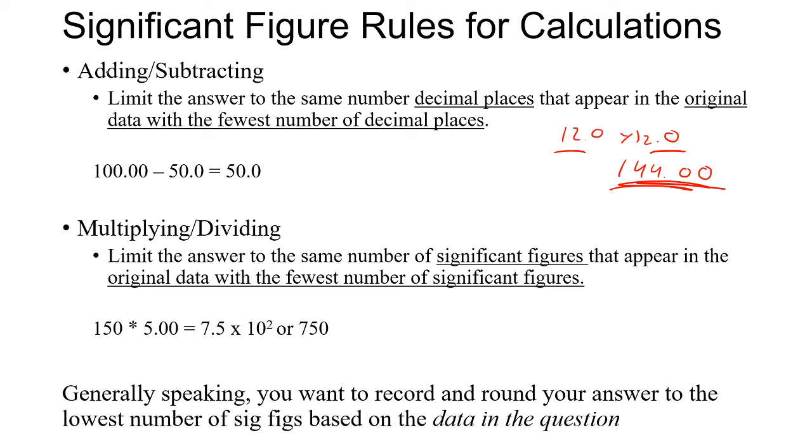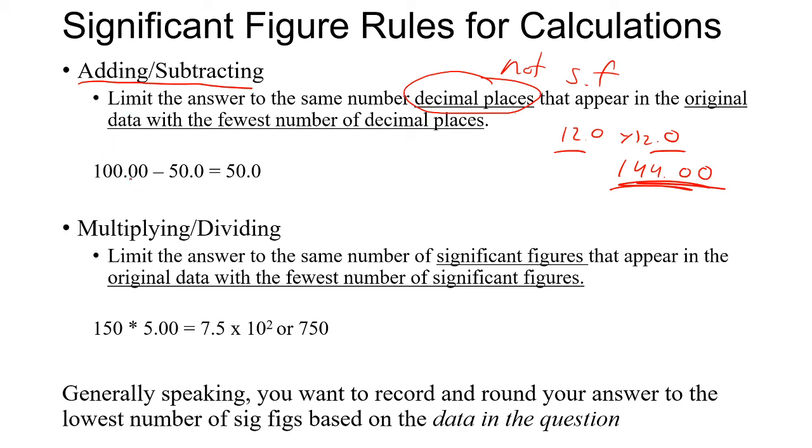So when you add and subtract, you want to limit the answer to the same number of decimal places, not sig figs. This is a common misconception here with adding and subtracting. You want to limit the answer to the same number of decimal places that appear in the original data with the fewest number of decimal places, not sig figs. So when adding and subtracting, we don't care about sig figs.